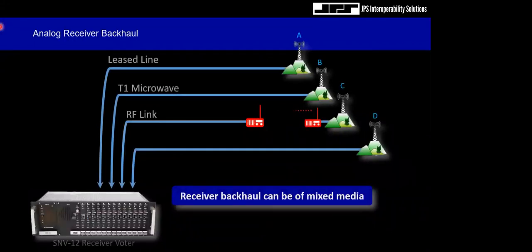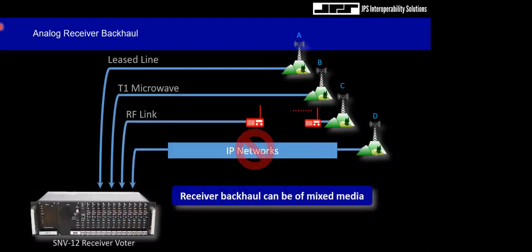And backhaul has been quite interesting for us in terms of manufacturers of comparators, because one of the most important means of backhauling receiver audio from my remote site is a lease line. This could be a copper line. This could be a line that's been put in place by my service provider, my telephone company. And you look at a telephone pole, there's a lease line, a 4-wire or 2-wire lease line that allows the backhaul of information back into the voter. A T1 or TDM microwave is a good alternative, as well as RF links.